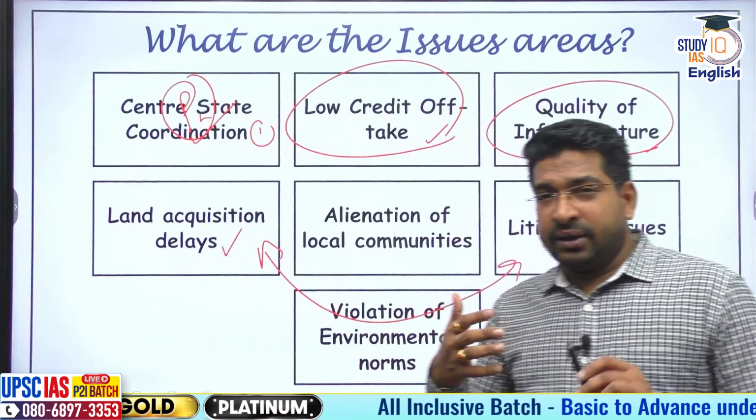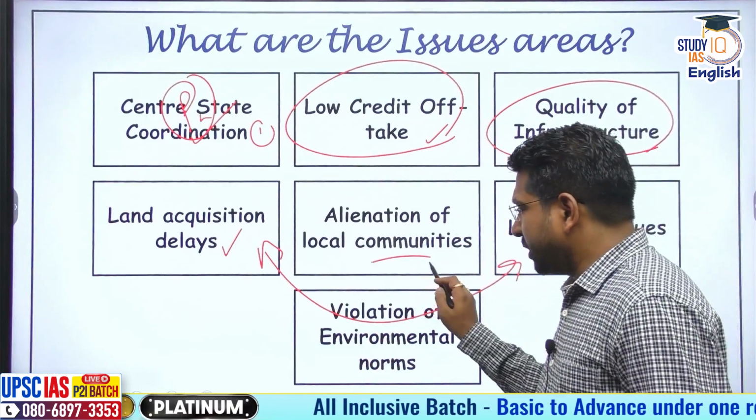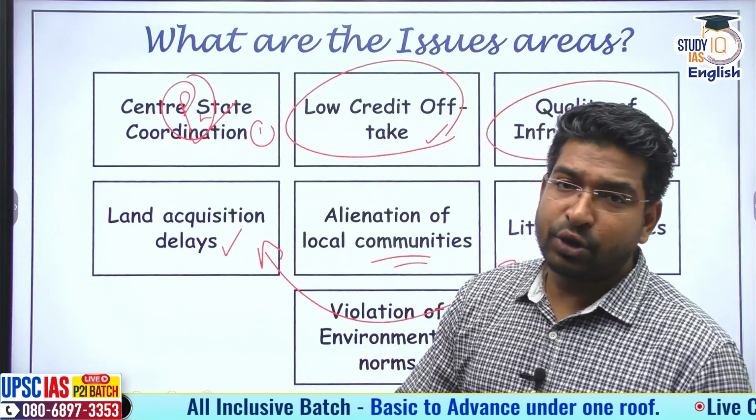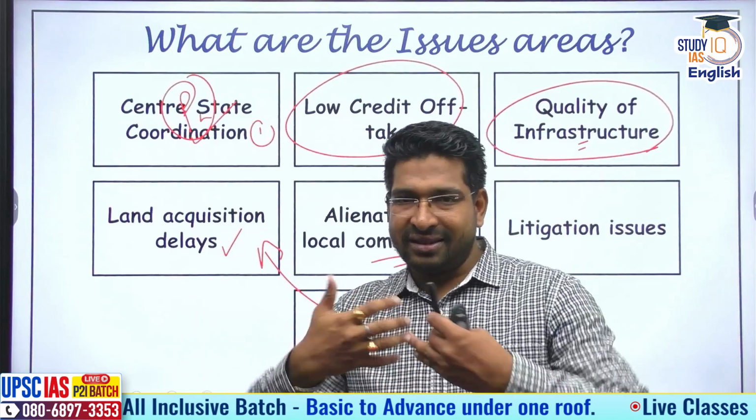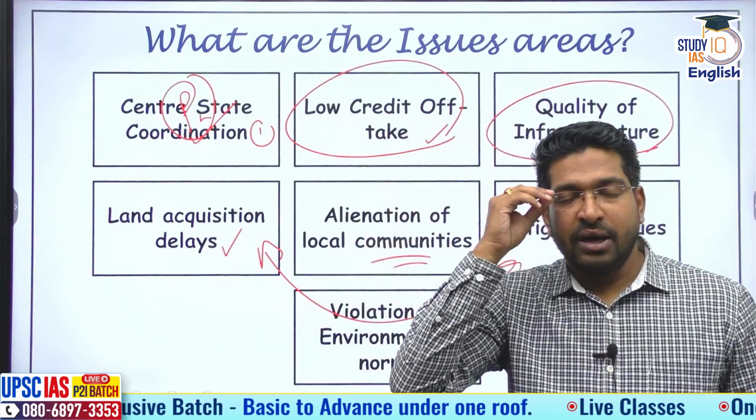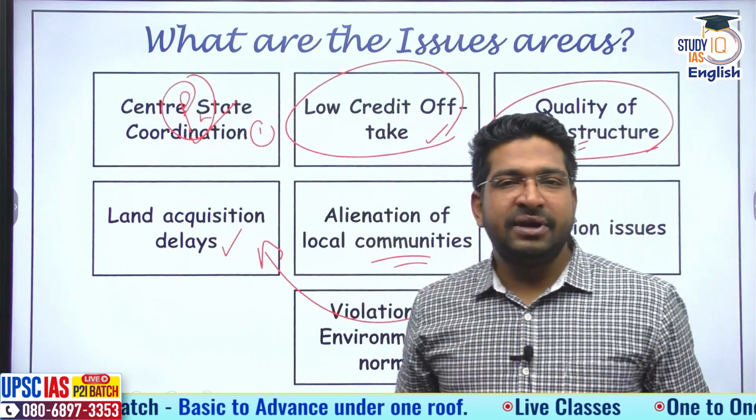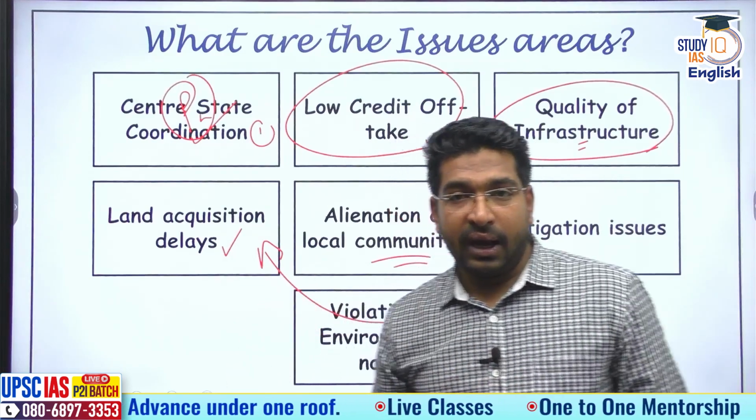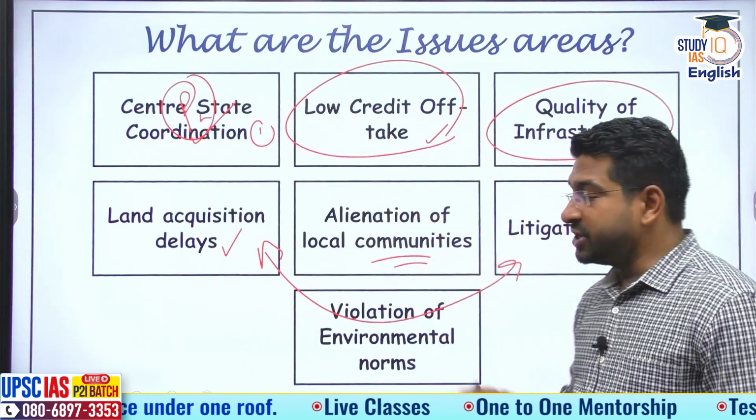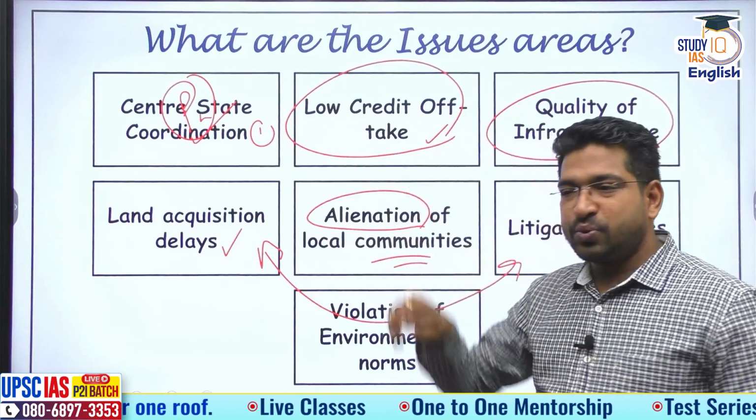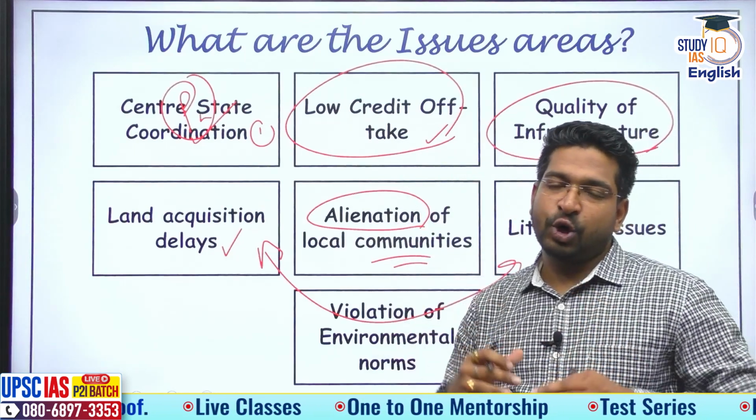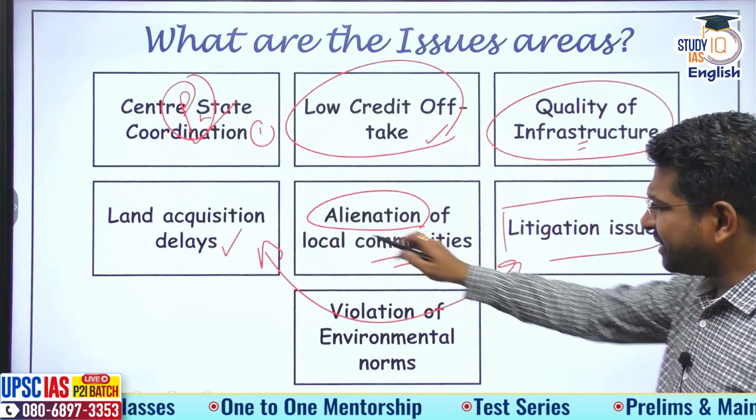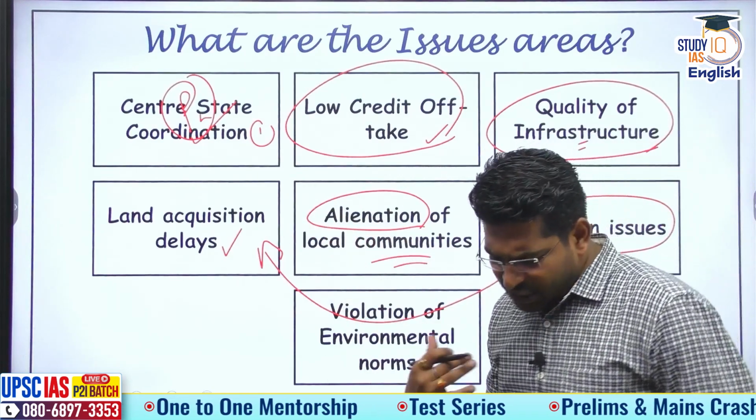And land acquisition is also connected with local communities. Now, whenever there is a project, yes, the government has the doctrine of eminent domain, under which they can take the land by giving compensation. But resettlement and rehabilitation has always been an issue, especially when tribals and other local communities are involved. So alienation of local communities is also one of the challenges whenever we talk about infrastructure projects. Apart from that, this litigation issue is not just connected to land, I would say, but in general as well.